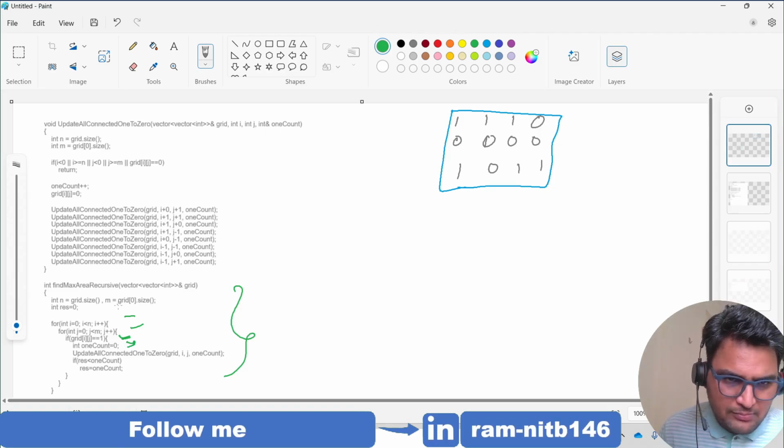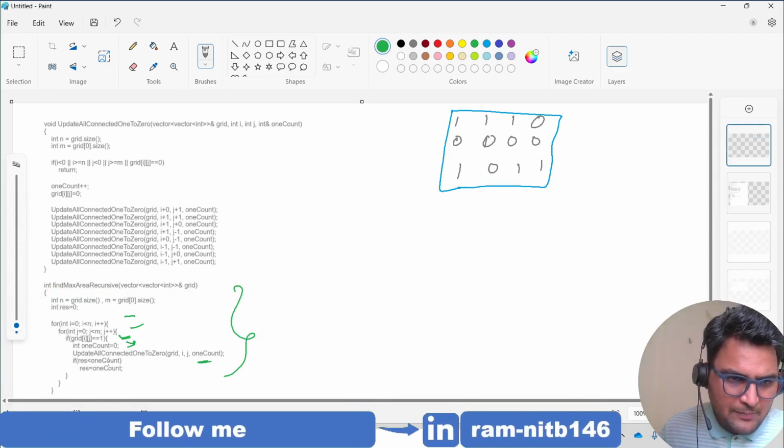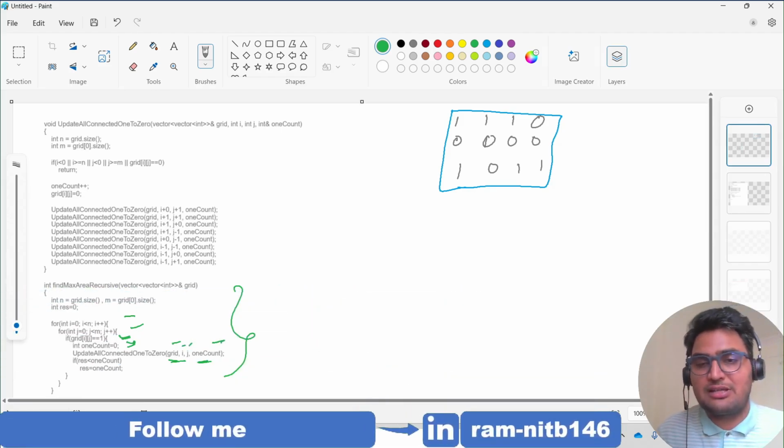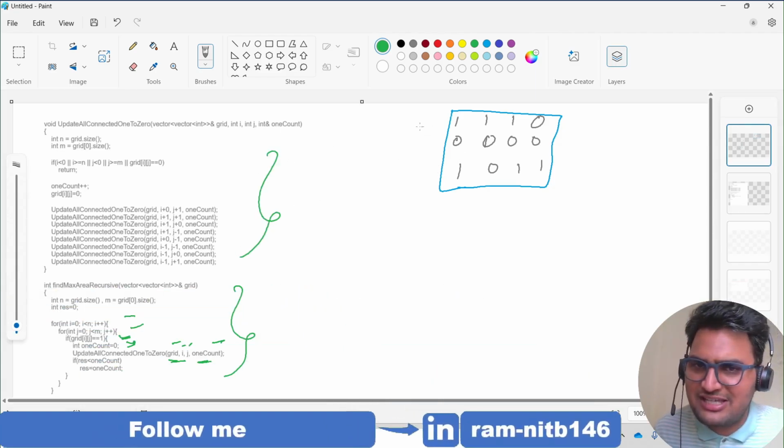Here the one count is 0. We pass this position to this function, update all counted ones to 0, passing the grid, the position, and the one count. Then we go into this function, and in this function we check all 8 directions for the connected ones.